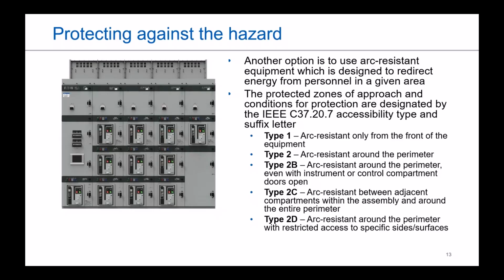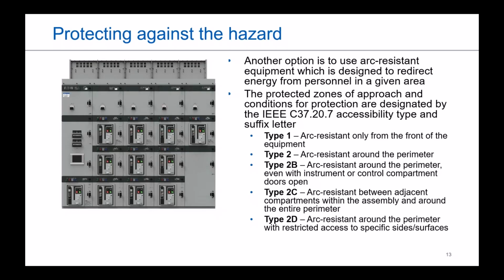Within the arc resistant world, there are even different levels of accessibility and where you have your protection, and that's usually listed as your accessibility type in your suffix letter. As an example, one of the things my line has standardized on is that we're always going to be considered type 2B. That means you have arc resistant protection around the full perimeter of the equipment, even with instrument and control compartment doors open.